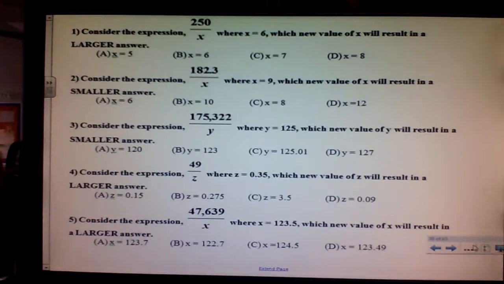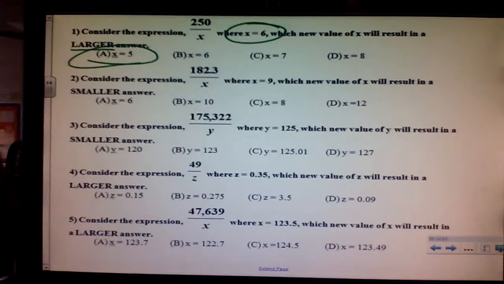Consider the expression. Right now, my divisor is x equals 6. I'm dividing by 6. I want my answer to get bigger. I want a larger answer. So what would I change 6 to? 5. Is anything else up there able to work? No.